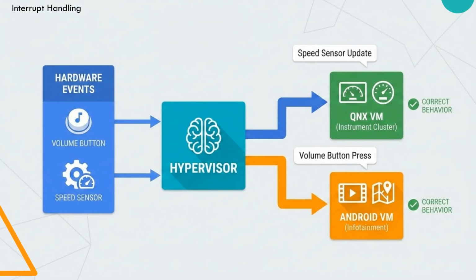When a hardware event happens, like a button press or a sensor update, the interrupt first goes to the hypervisor. The hypervisor then forwards that event to the correct virtual machine. For example, a steering wheel button for volume goes to Android, while a speed sensor update goes to QNX. This ensures correct system behavior.